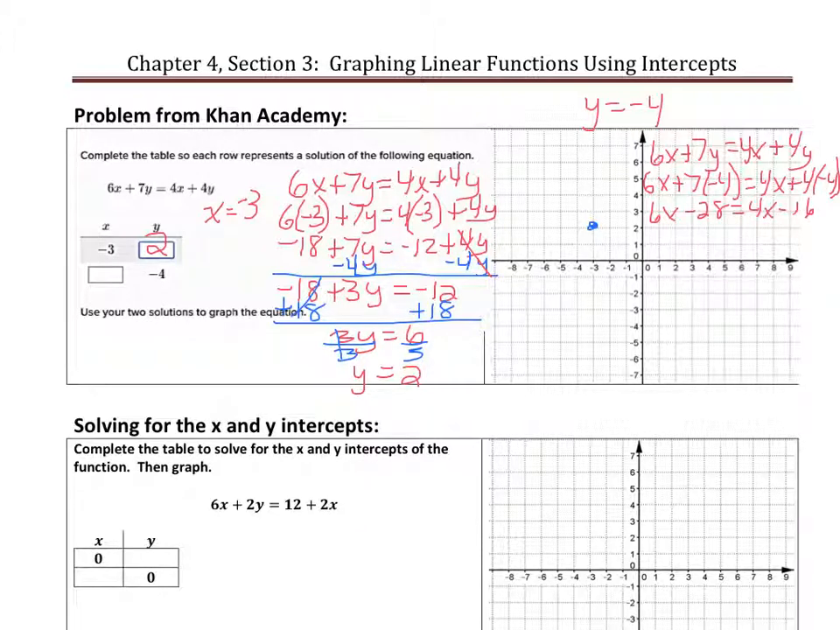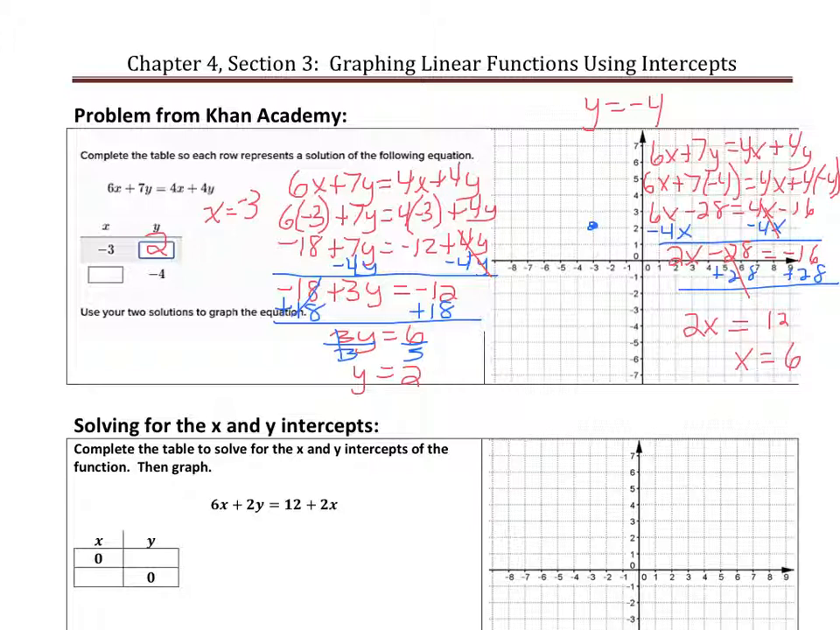I'm going to subtract 4x from both sides because I need to get those x terms together. And I have 6x minus 4x is 2x, and minus 28 equals, these cancel, negative 16. I'm going to add 28 to both sides. And 2x comes down, equals negative 16 plus 28 is positive 12, and x equals 6.